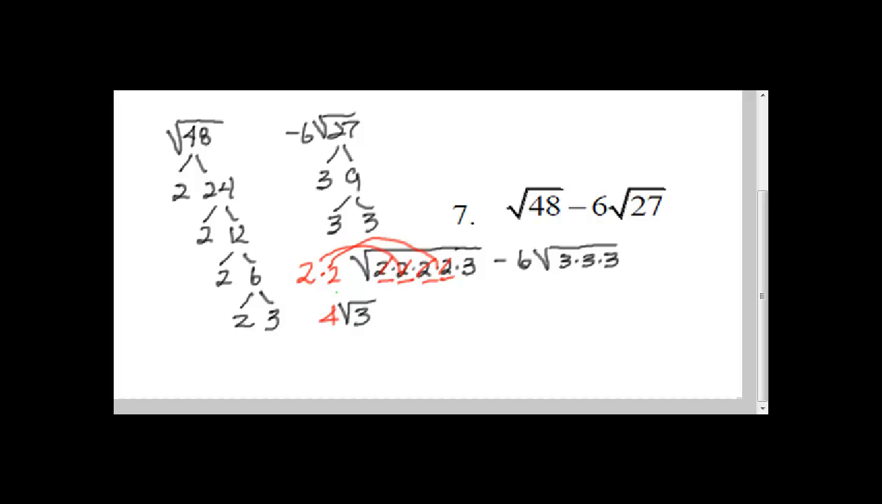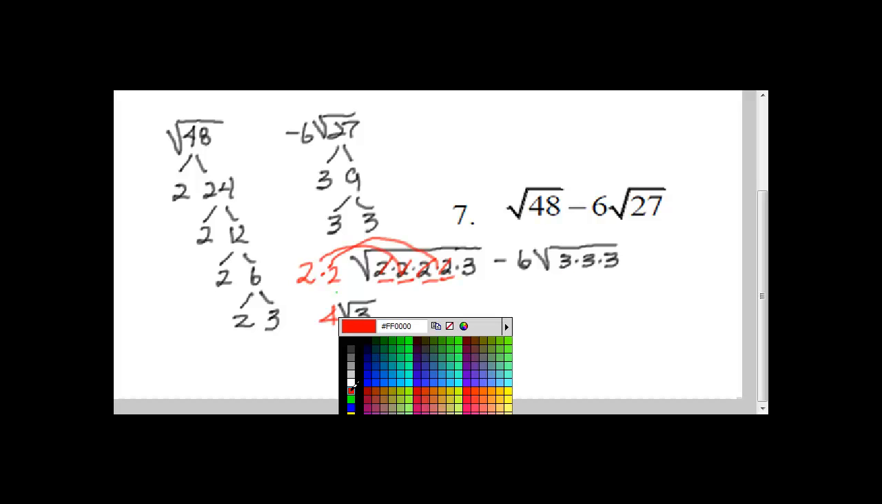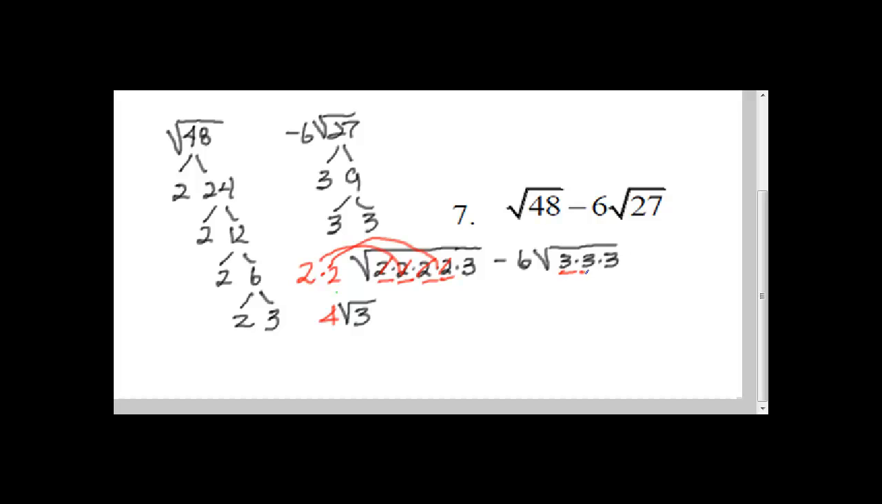And then now let's do this one over here. Let me change back to my red marker. I've got 2 3s. I've already got the 6, so those come out as a 3, and then that 3 is times that negative 6, and then what's left inside is the square root of 3. So now I've got 4 square roots of 3 minus 18 square roots of 3.